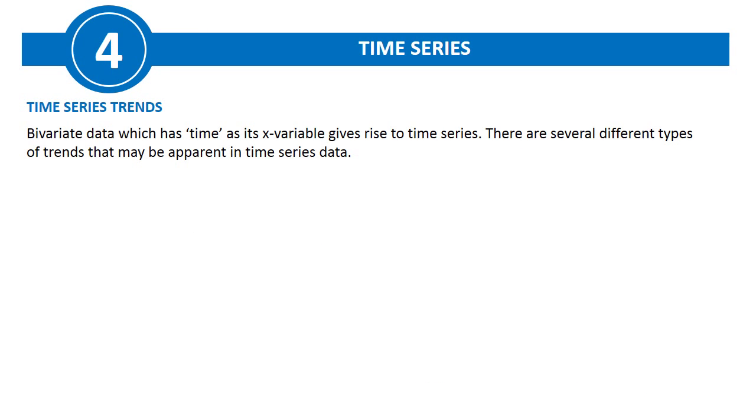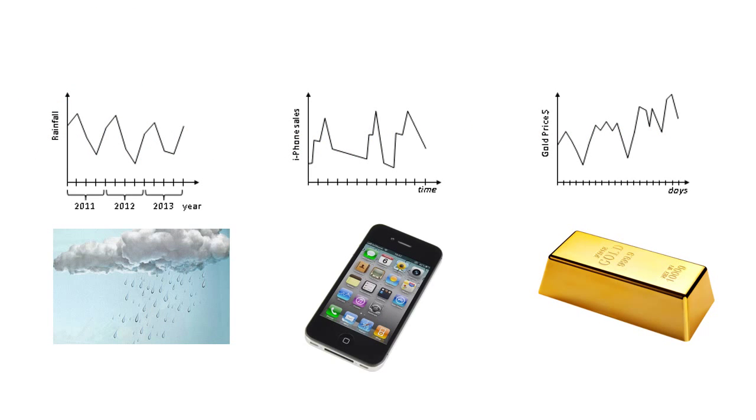This video is about time series trends. Bivariate data, which has time as its x variable, gives rise to time series. There are several different types of trends that might be apparent in time series data.